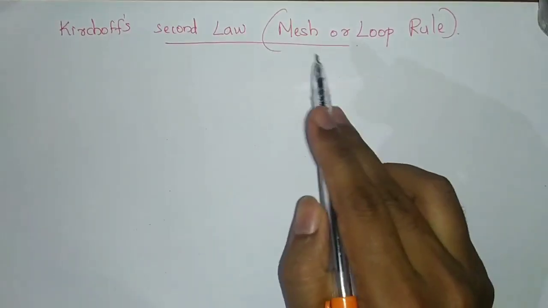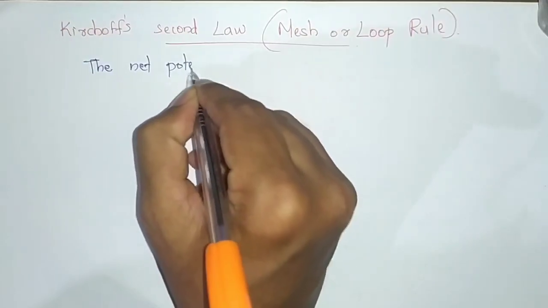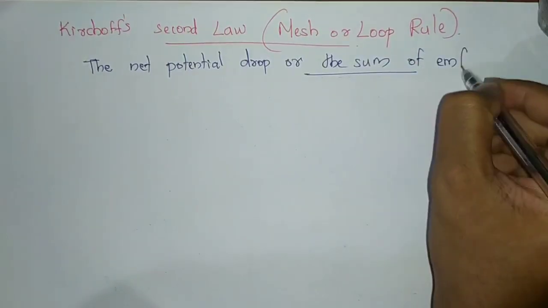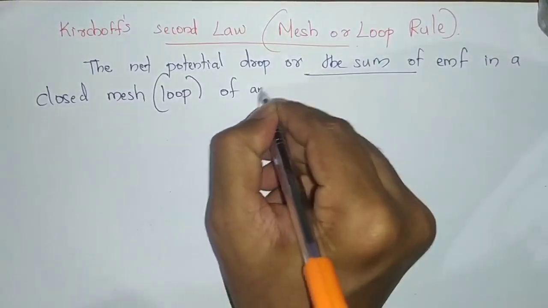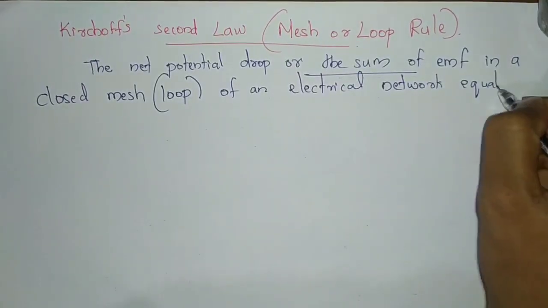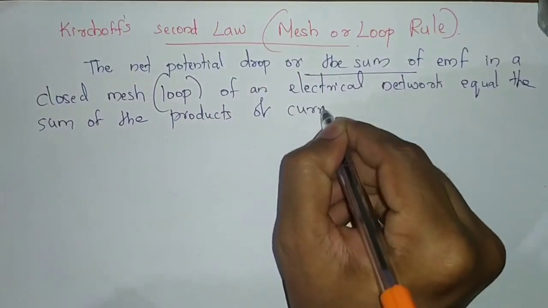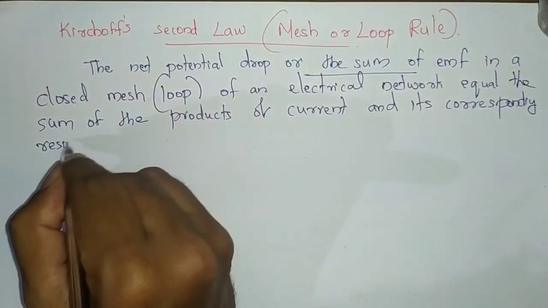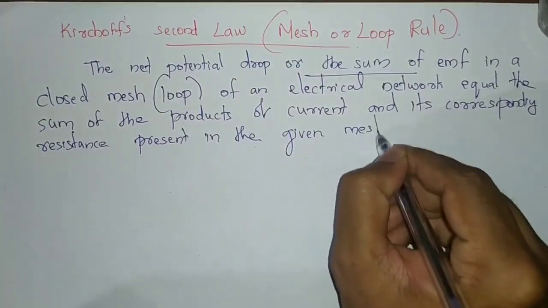Now we will go through Kirchhoff's second law, which is commonly known as the mesh or loop rule. Here the law states like this: the net total potential drop, or the sum of EMF, and this one is easier, the sum of EMF in a closed mesh, mesh can otherwise be called a loop, of an electrical network. So we are discussing complicated networks here. The sum of EMF in a closed loop equals the sum of the product of current and its corresponding resistance present in the given mesh or loop.